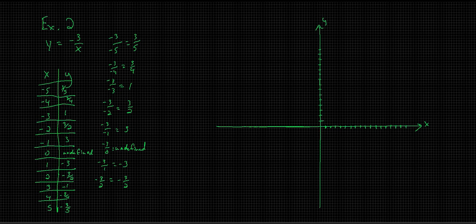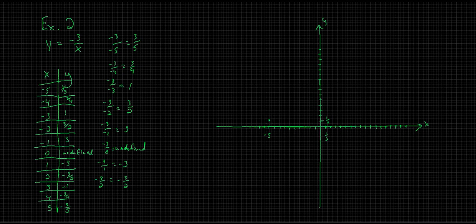So we have here, I'll go ahead and make tick marks going this way as well. We'll make each one of these 1 half. And each one of these 1 half. So at negative 5, here's negative 5. And at negative 5, we're at 3 fifths. So we're right about here.